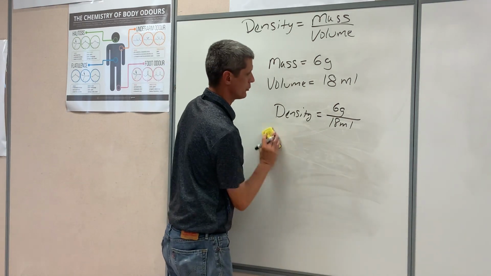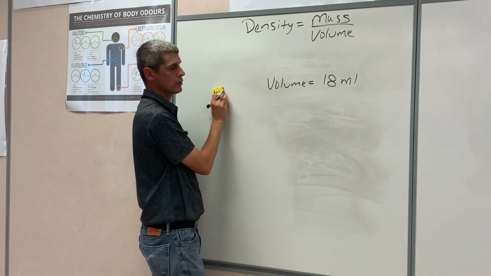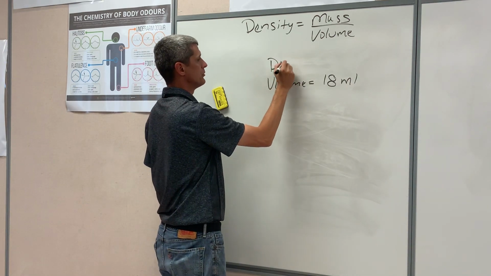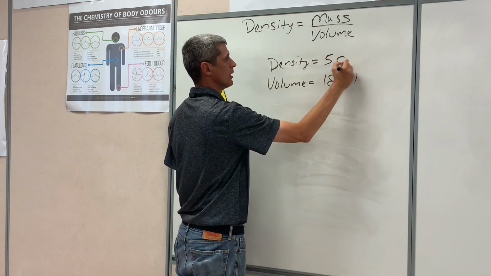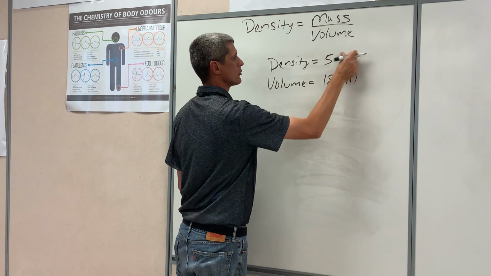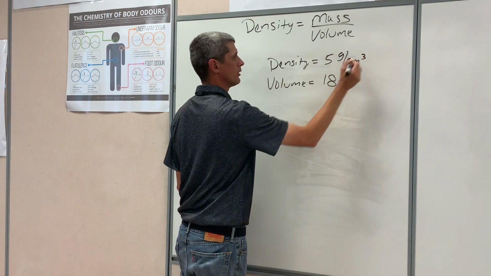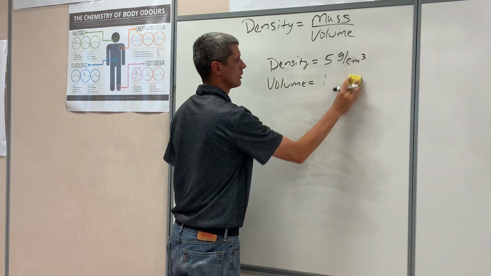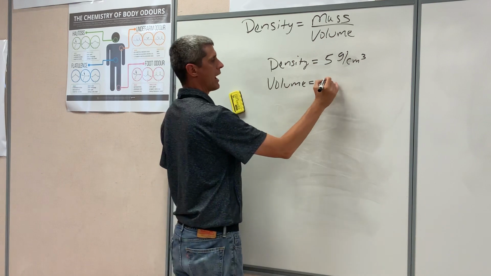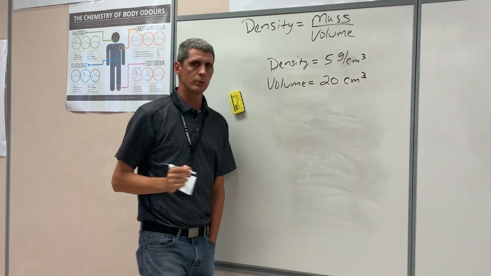Let's look at another situation here. Let's say this time I did not know the mass, and let's say the density was 5 grams per cubic centimeter. Let's pretend we're doing a solid this time, and solids are in cubic centimeters. And let's say the volume this time was 20 cubic centimeters.